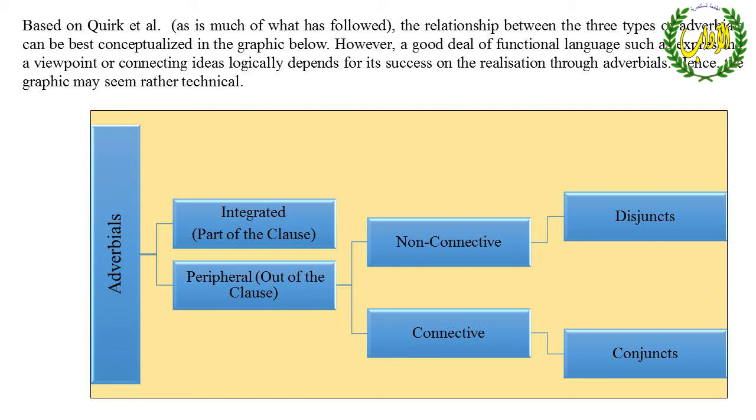Adverbials are classified into an integrated part of the clause, which are adjuncts, and peripheral, out of the clause, which are conjuncts and disjuncts. Disjuncts and conjuncts can be classified into non-connective and connective: non-connective as in disjuncts, and connective as in conjuncts.